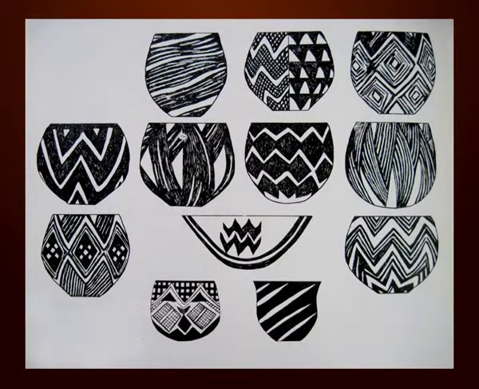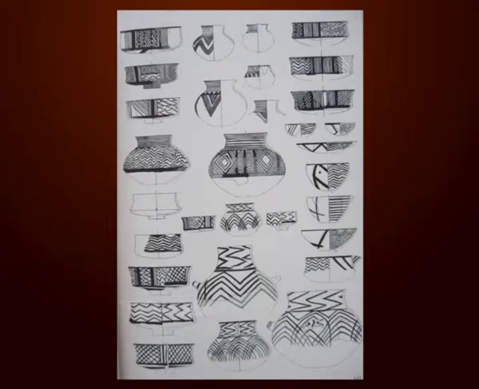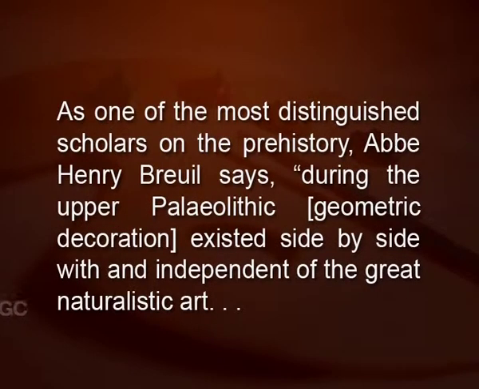Geometrical abstraction is also seen pervasively used in the Neolithic potteries at various sites in European and Eastern cultures. Gordon Childe says that they all looked alike. As one of the most distinguished scholars on the prehistory, Abbe Henry Breuil says, during the Upper Paleolithic, geometric decoration existed side by side with and independent of the great naturalistic art. The elements of this original stylized art greatly enriched ornamental art from the beginning of the Magdalenian.